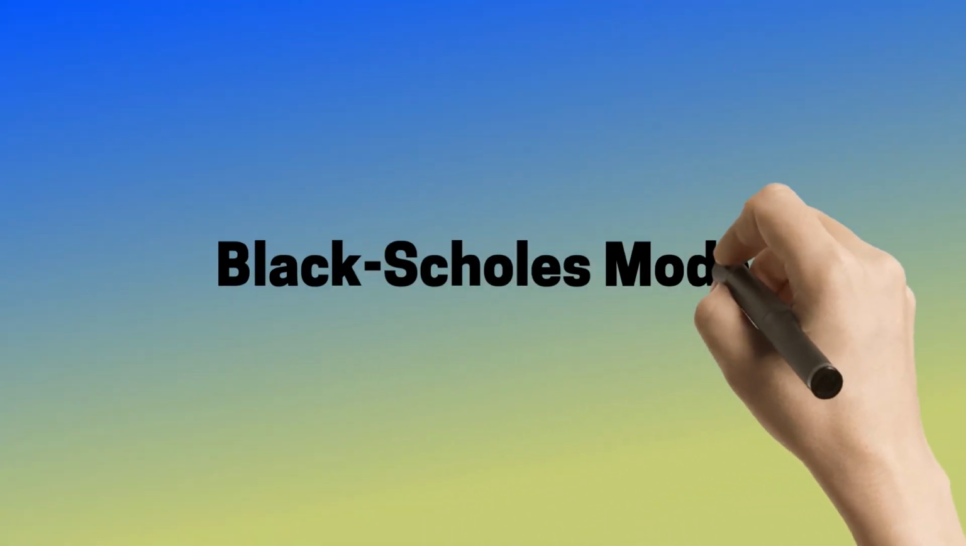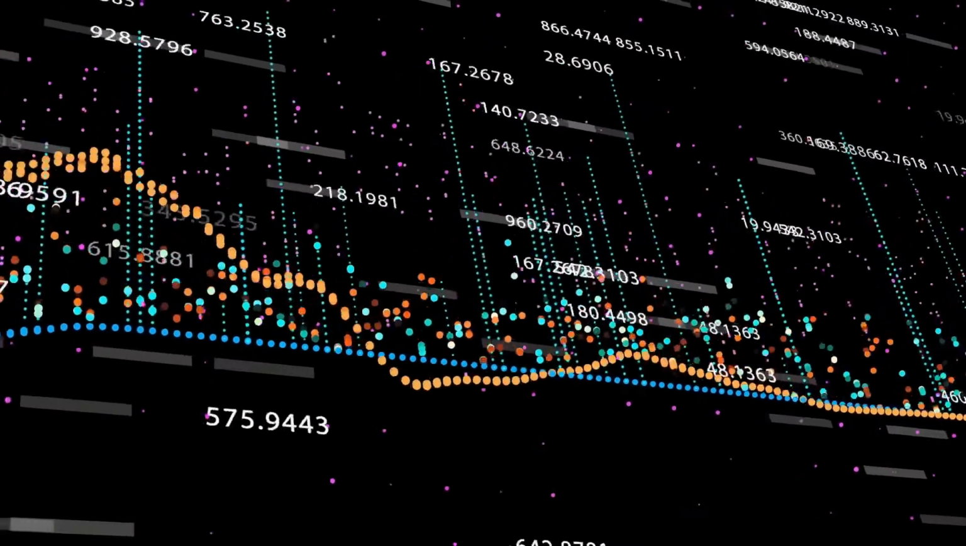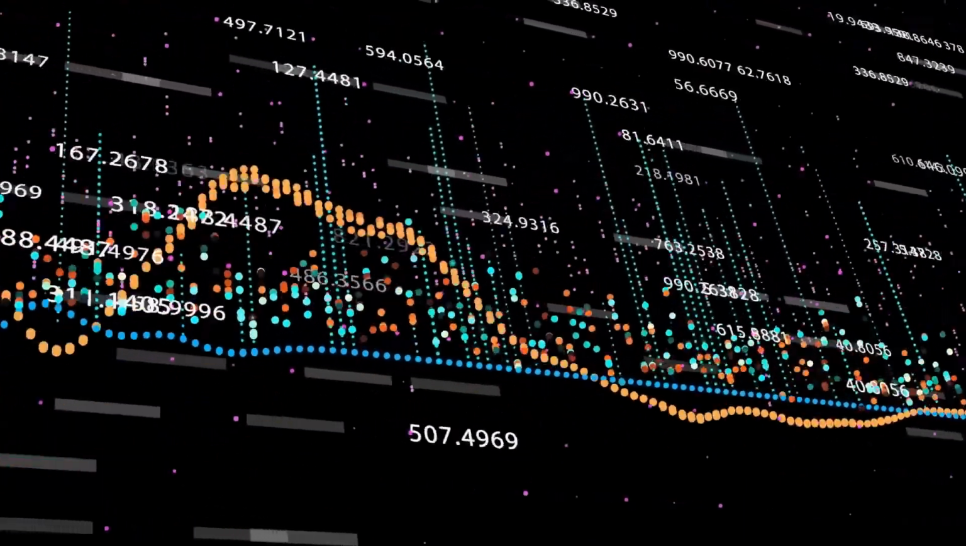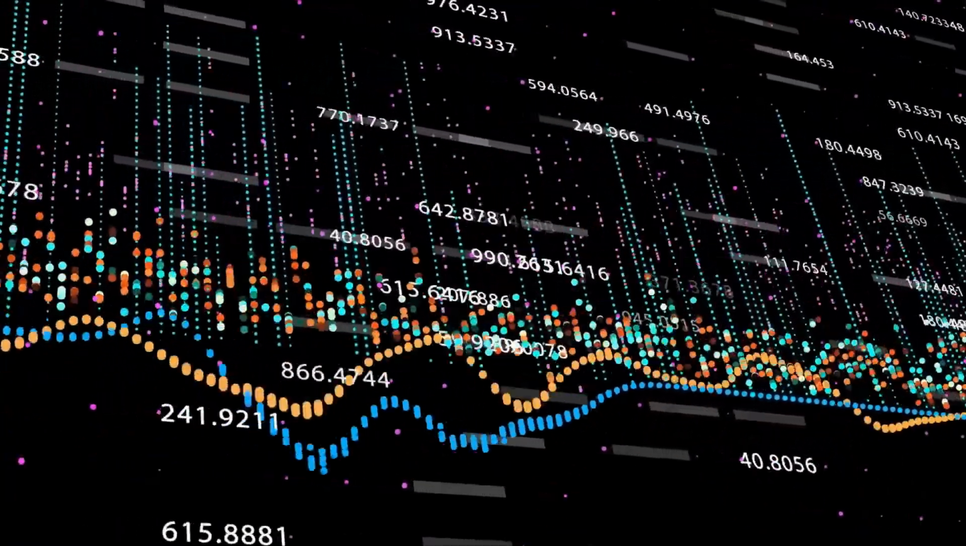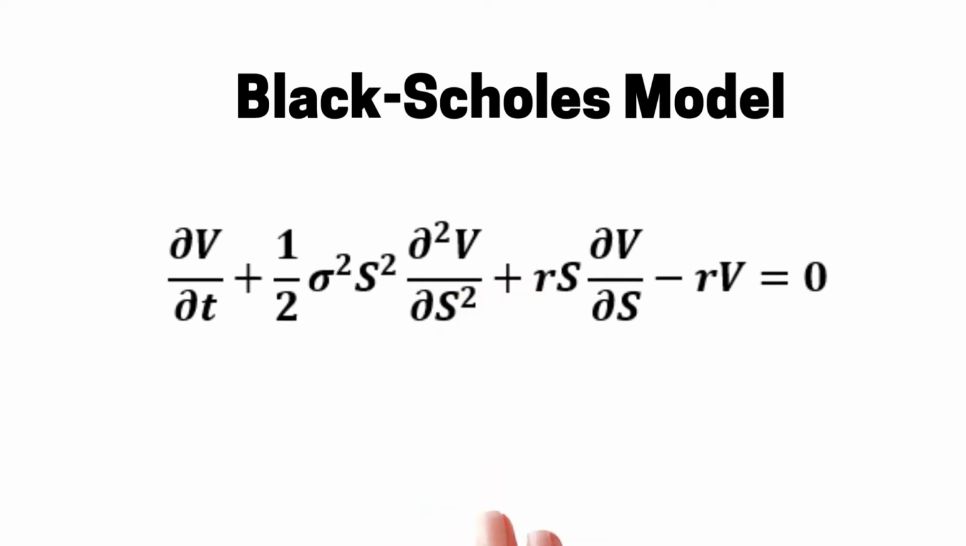The Black-Scholes model is used for dynamics of a financial market containing derivative investment instruments. V is the price of the option as a function of stock price S and time t. r is the risk-free interest rate and sigma is the volatility of the stock.